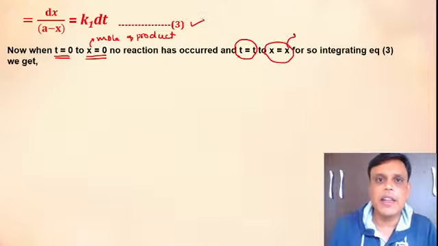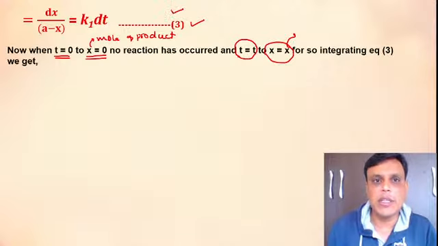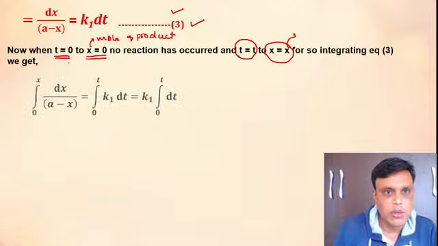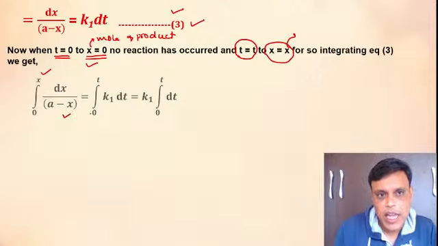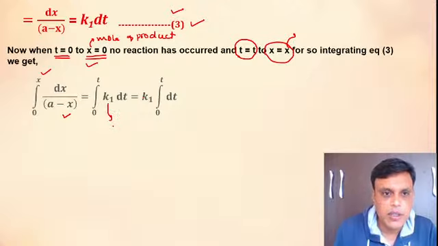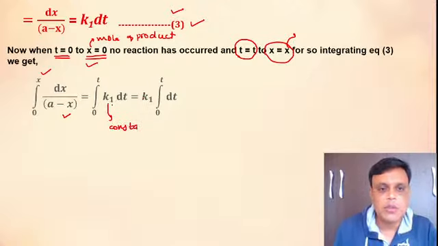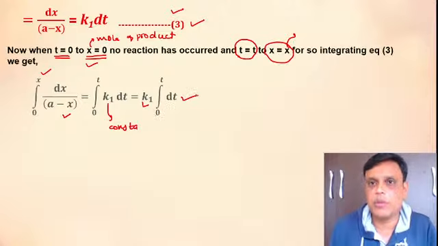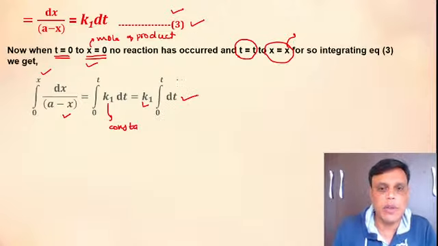So we integrate this above equation within these limits, that is equation number 3. So we will integrate within the limits of x is equal to 0 to x dx by a minus x, and for time 0 to t k1 dt. Here again it is a constant, you know that it is a constant, so we will take that constant outside of the integration sign. So k1 is equal to integration of 0 to t dt.